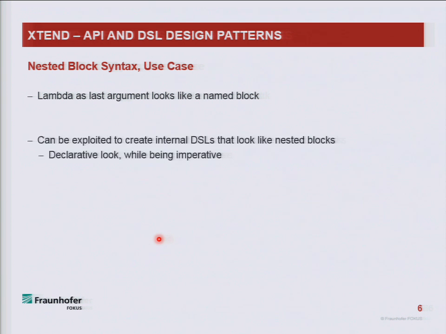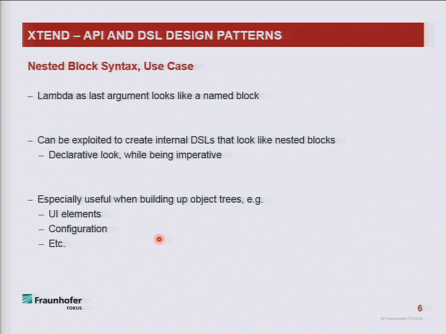Let's start on the next slide with the Java example. As I said, if you have the lambda as a last parameter, you can write it behind the function call, and it looks like a named block, basically. This is extremely nice if you want to have a more declarative look for something, for example if you build UI elements or you have some nested configuration and so on, right? So let's start with a Java example.